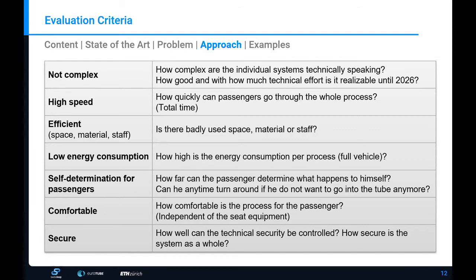Then another criterion is the comfortability in technical terms, with technical meaning it's independent of things like seat equipment and so on. And in the end, security for sure.